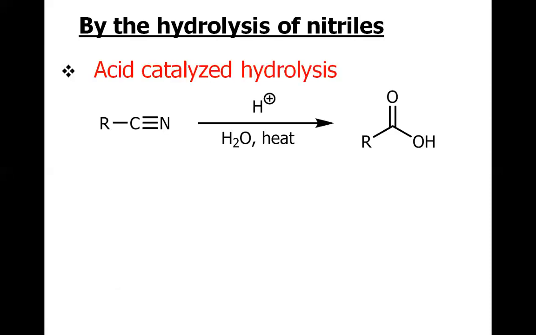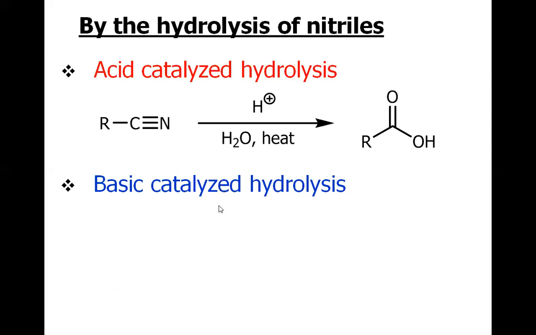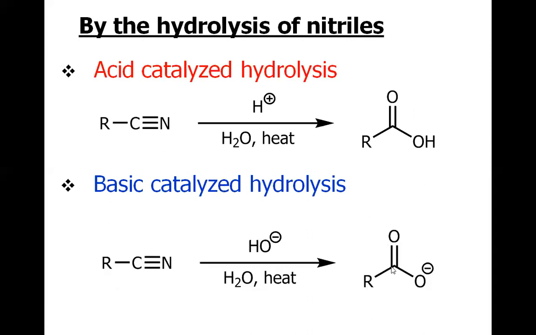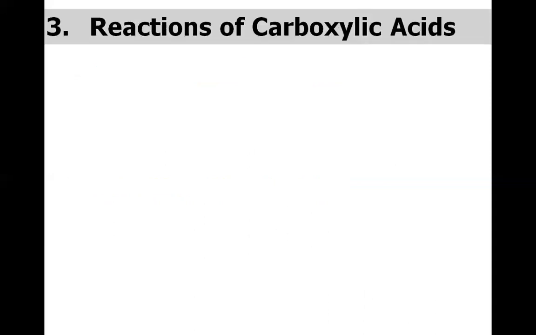Same strategy: the acid catalyzed hydrolysis of nitrile gives us the carboxylic acid, and the base catalyzed hydrolysis of nitrile gives us the carboxylate salt, which may be converted into carboxylic acid. So all the reaction mechanisms for the hydrolysis of amides, esters, or nitriles have already been discussed when we discussed the chemistry of amides, nitriles, and esters. Now let us discuss the reactions of carboxylic acids.